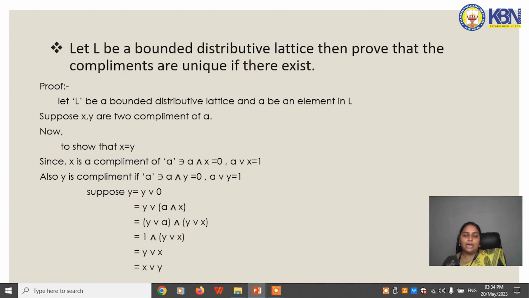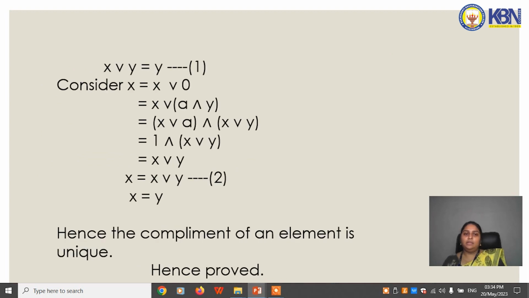Since x comma y are elements of L and L is a lattice that satisfies the commutative law, y join x can be written as x join y. From this equation, we get that y is equal to x join y. That can be written as equation 1 for the next purpose.